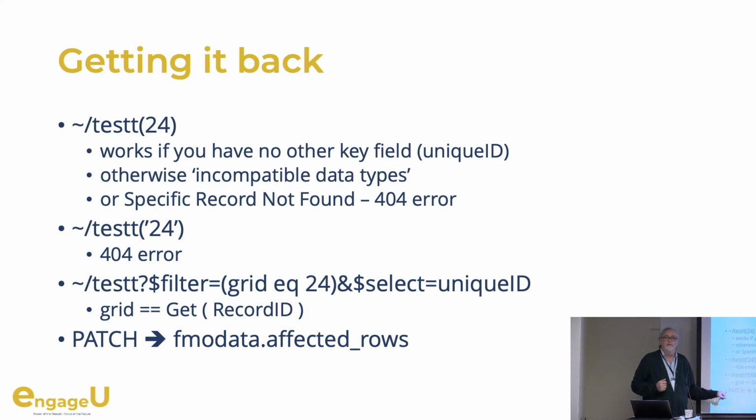If you update a record, so you're doing a patch, not a post, in the headers that are returned, you'll get back a header at the bottom here, FMOData.affectedrows. If you're just patching one record, then clearly the answer to that will be 1.